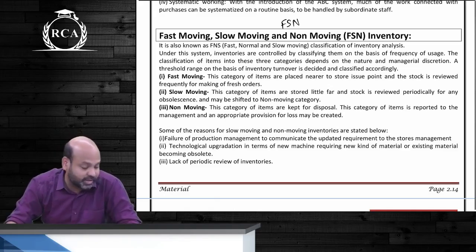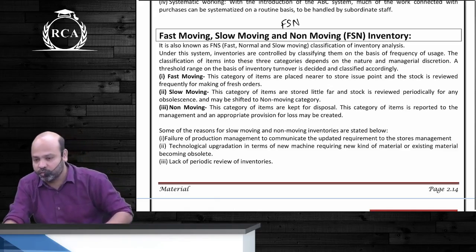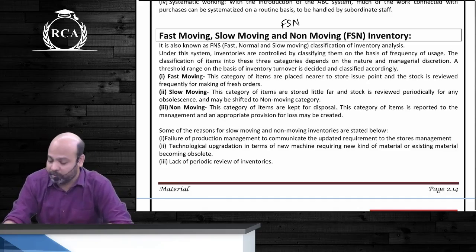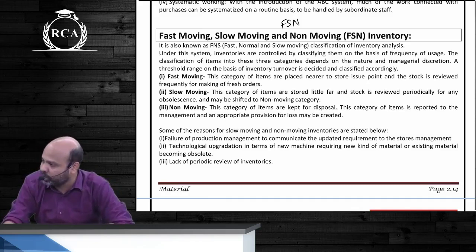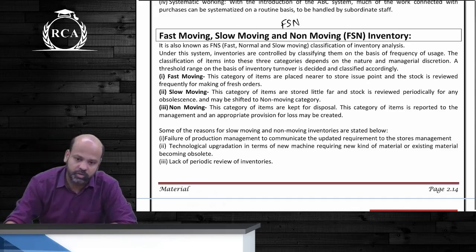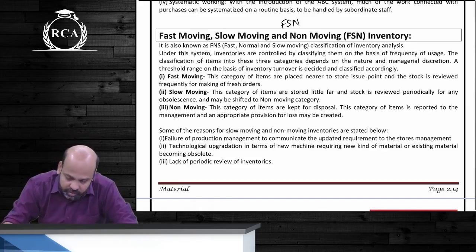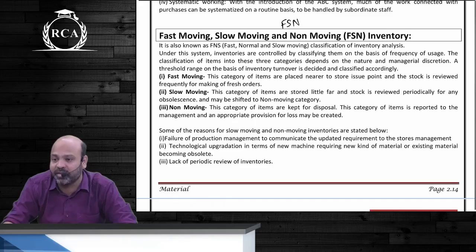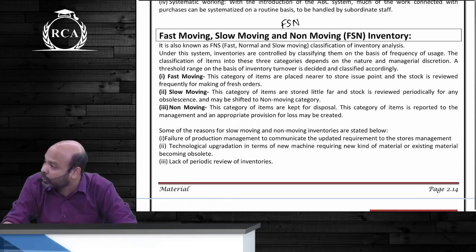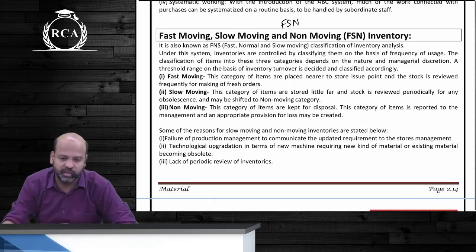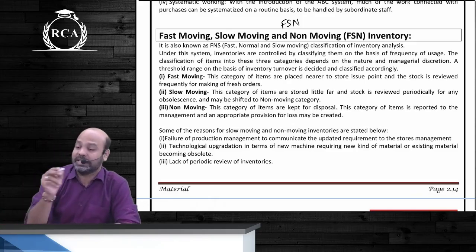Likewise, if organizations classify their inventories into fast moving, slow moving and non moving, they will know how to basically place materials in their stores. Fast moving inventories will be kept near the store issue point only. When it is kept near the store issue point, as and when there's a requirement, it can be immediately issued. Plus, because it is fast moving, you will also have to ensure that there are sufficient inventory levels available. The quantities of fast moving items should be reviewed periodically. Are we understanding this?